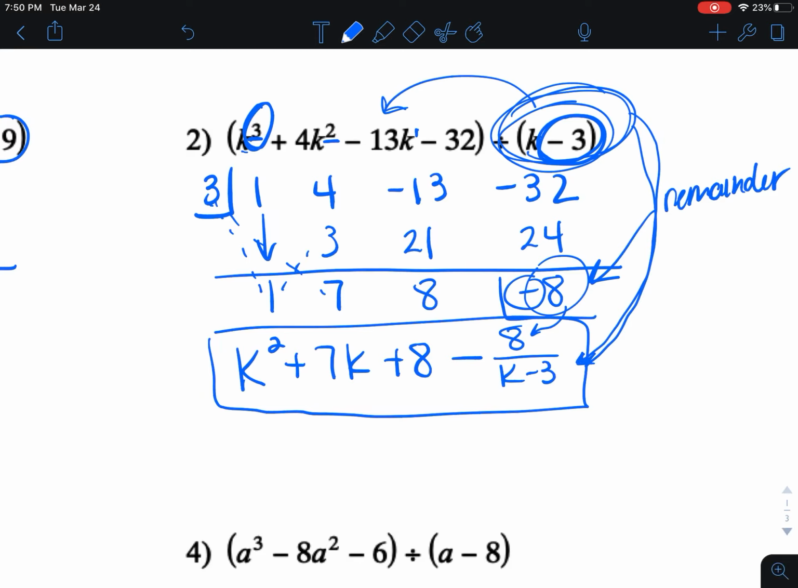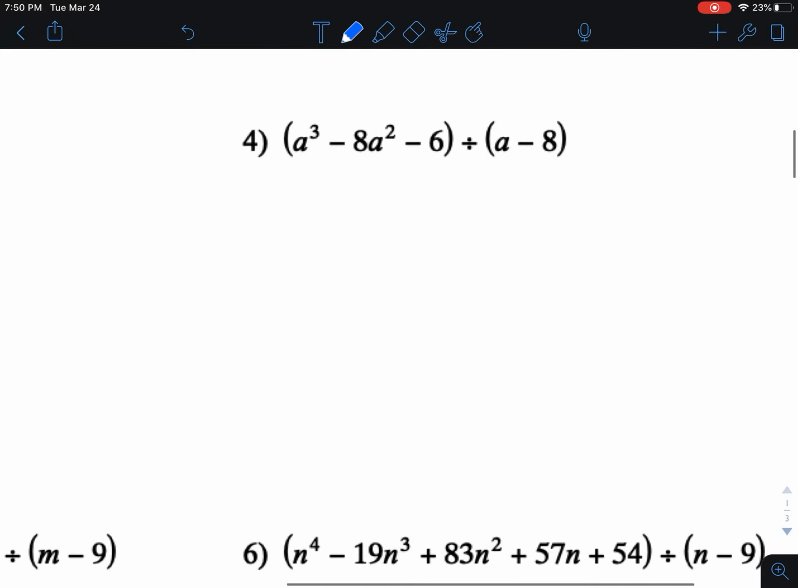All right, let's look at number 4. Skip down to number 4. First thing I'm going to do is check out my exponents, and I notice I have 3, 2, and then 0. So I'm missing just my term with a to the first. So when I write down my coefficients, I have to put a placeholder in for that a term, and we're going to have to put in 0 because we have to account for every place value or every term.